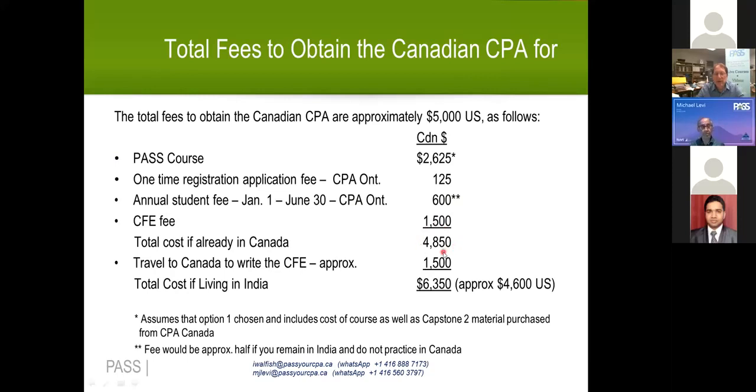This is if you're already in Canada, 48.50. If you have to travel to Canada, throw in 1,500. That's an approximation of how much it will cost to go to Canada. This is Canadian, 63.50. US dollars, whatever, approximately 4,600. This is your total cost. The program we are talking about is 26.25. Okay?